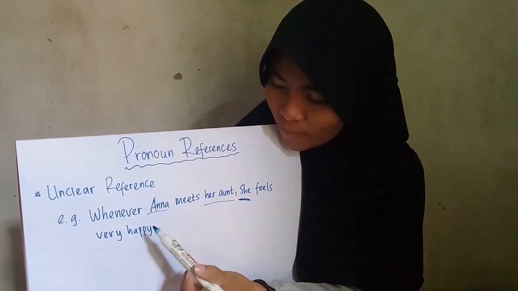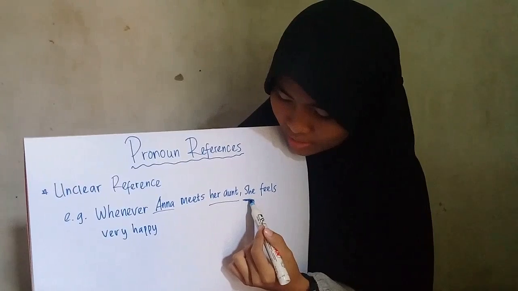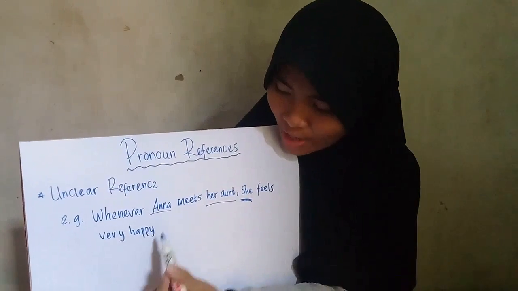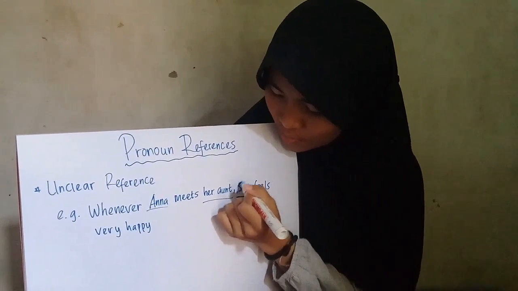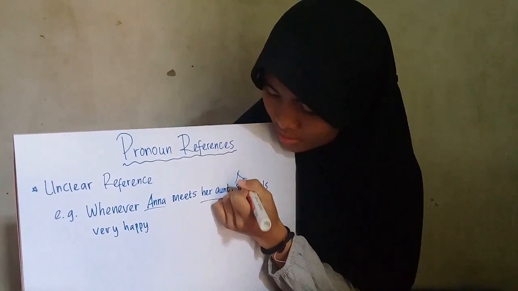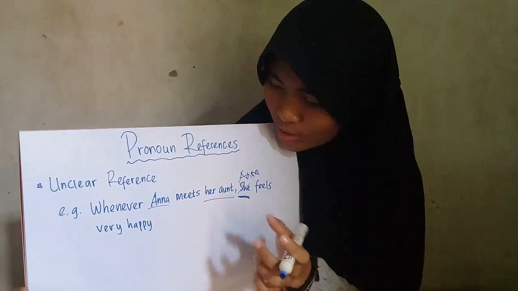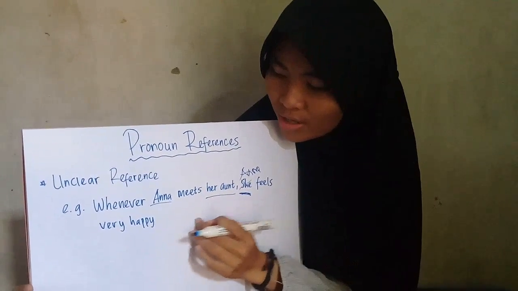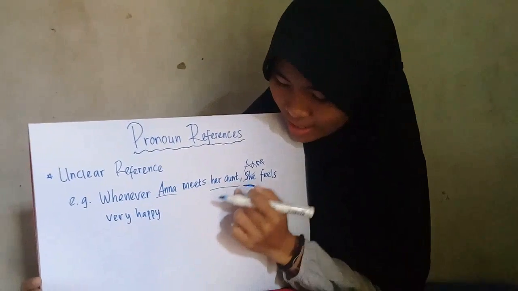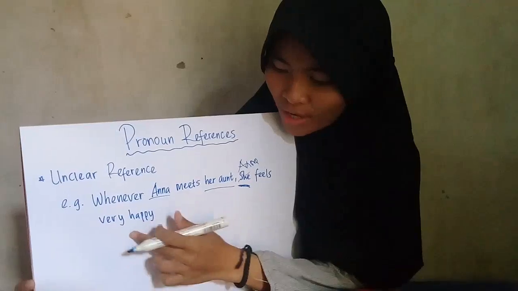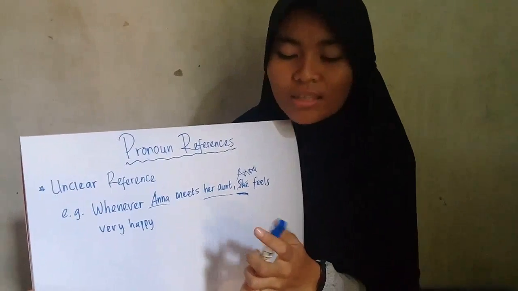So, if in this sentence the one that feels very happy is Anna, we should replace "she" with "Anna". Okay, so it's going to be clearer for us when we say, "Whenever Anna meets her aunt, Anna feels very happy."